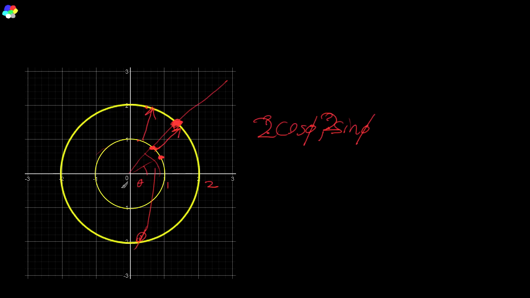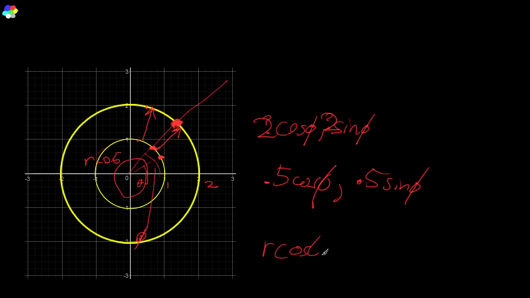And the same idea if the non-unit circle had a radius of 0.5. If radius equals 0.5, then you would get 0.5 cos phi, comma, 0.5 sine phi. So, in general, if you want to get the point on any circle, given the angle, it's just r cos theta, r sine theta. And that's all it is. Now we have the point on any circle centered at the origin given an angle.